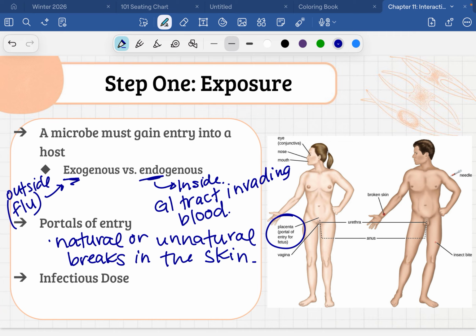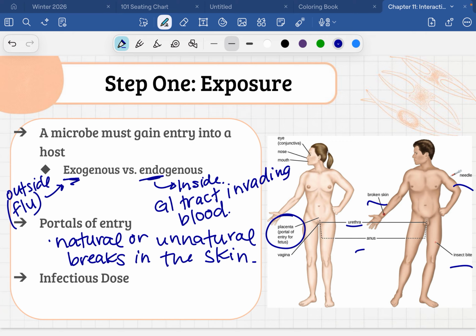But everything else, right, the eyes, the nose, broken skin, the urethra, anus, a needle puncture, insect bite, those are all either natural or unnatural breaks in the skin where we don't have skin. And it's important to remember, we're going to talk about this more later, that there are some organisms that have very, very specific portals of entry and some that don't.